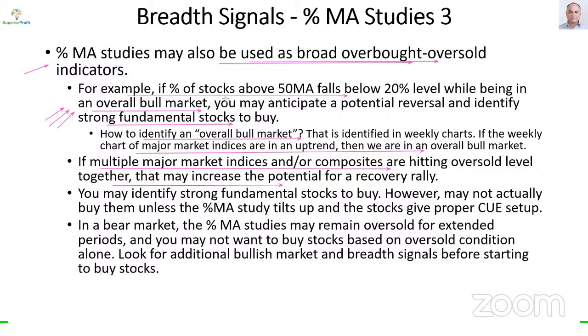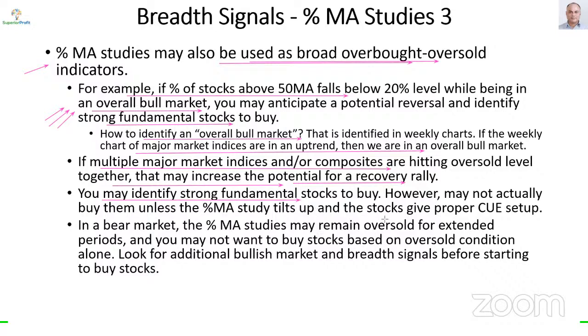For an individual index, let's say Nasdaq 100 or Nasdaq composite, if it is hitting 20% oversold level, we can start to look for buy setup. And if Nasdaq composite, NYSE composite, Dow Jones, everything is hitting 20% level, then we can expect a recovery rally. And if you are using QH, we can get a similar concept, but from a totally different calculation from bucket analysis in QH. You may identify strong fundamental stocks to buy.